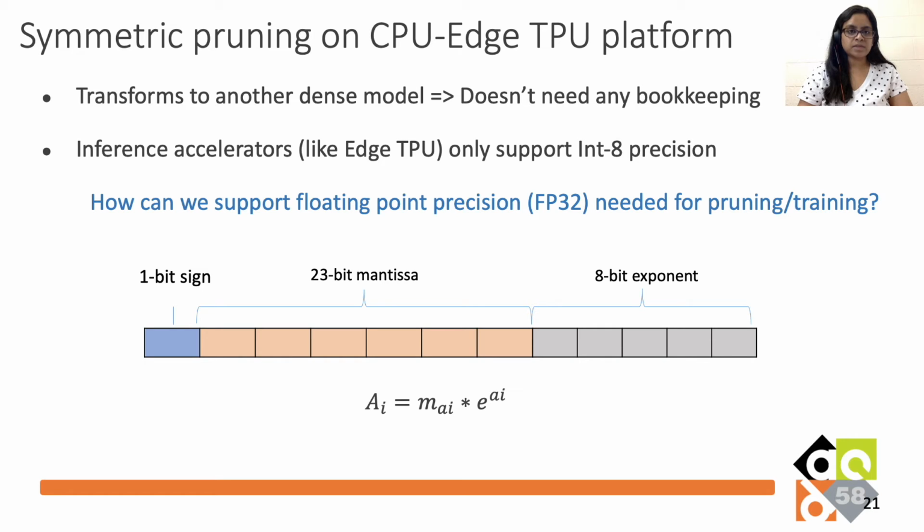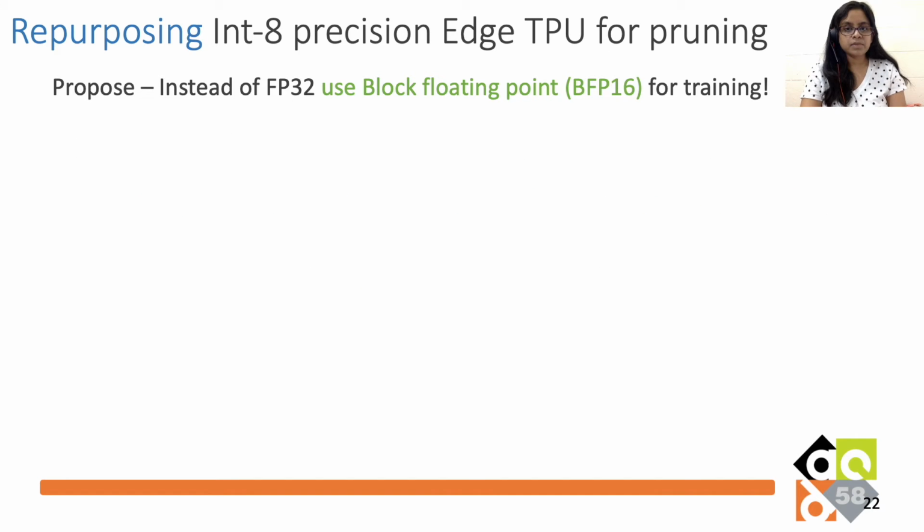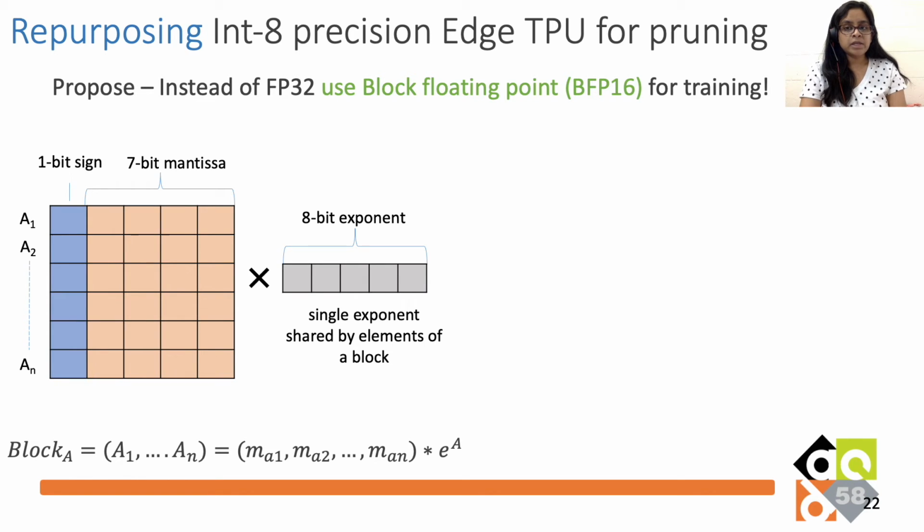However, the inference accelerators only support int8 or fixed point 8 precision. However, for MyML, we need FP32 precision for training, which has 32 bits in total with 8 bits of exponent. So we repurpose HTPU to support pruning by using block floating point 16 or BFP16 as the floating point precision rather than FP32. In block floating point, each block will have say n elements and each of them will have their own unique sign and mantissa bits. But the exponent bits are still 8 bits and are shared by all the elements in the block.